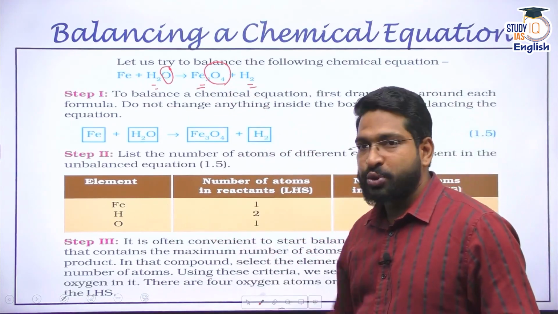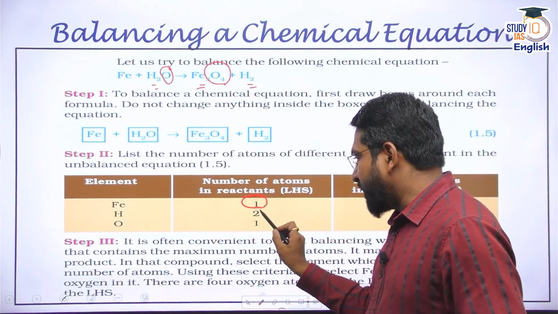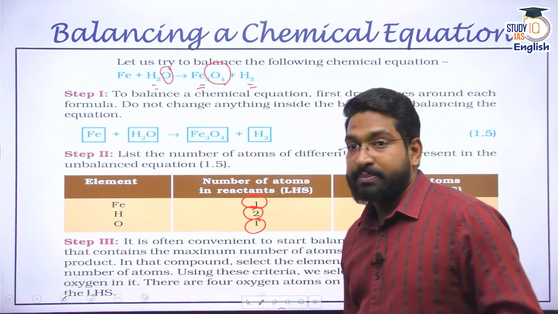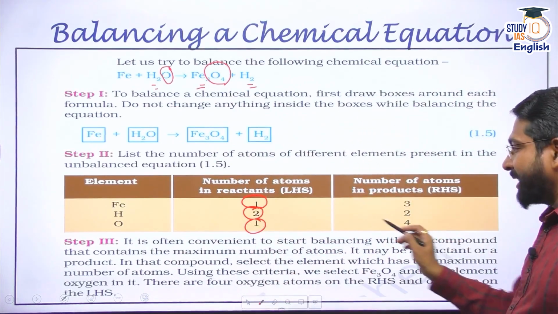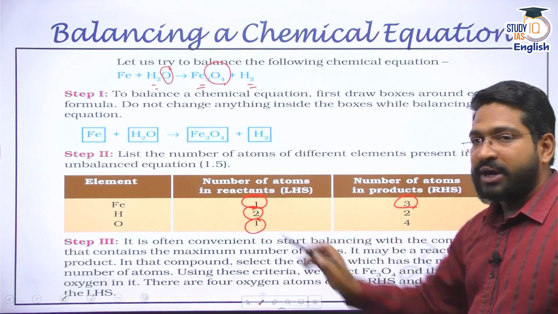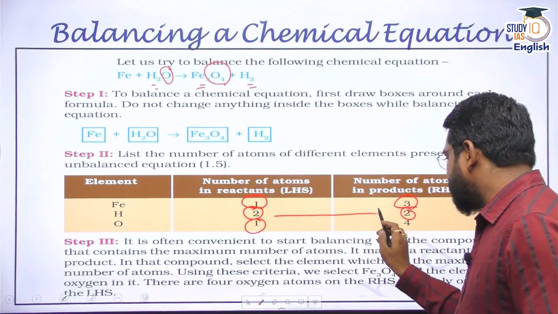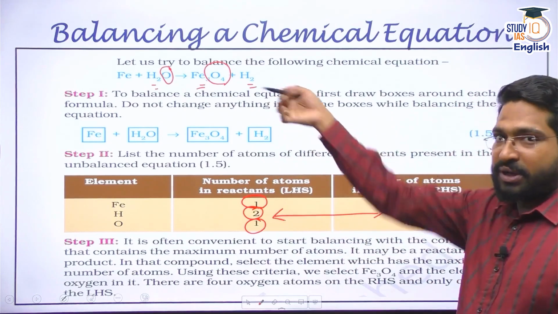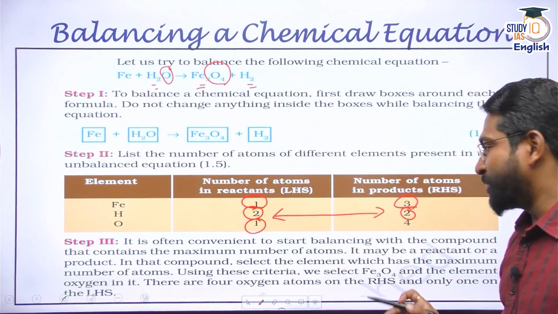There is iron, hydrogen, oxygen. So on the LHS there is 1 iron, 2 hydrogen, 1 oxygen. But on the RHS, on the product side, the number of iron atoms is 3, and the number of hydrogen atoms is 2. So probably this is balanced.